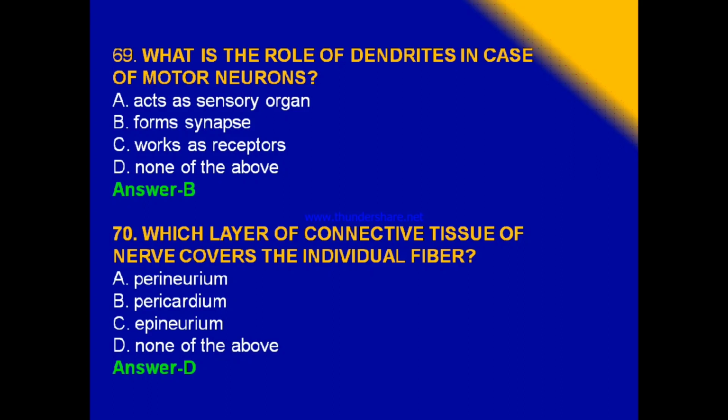Next, number 70. Which layer of connective tissue of nerve covers the individual fiber? Perineurium, pericardium, epineurium or none of the above? So which layer of connective tissue of nerve covers the individual fiber? None of the above. That means not A, not B, not C. Then what's the answer? It is endoneurium. The covering of connective tissue is called endoneurium. Inside the epineurium, the endoneurium layer is present, which is a type of connective tissue, and it covers the entire individual fiber. So the answer is endoneurium.